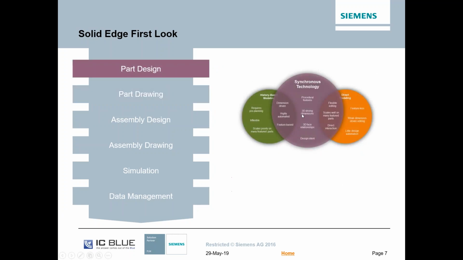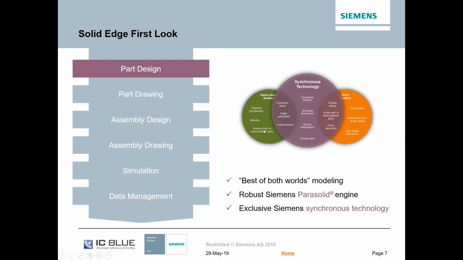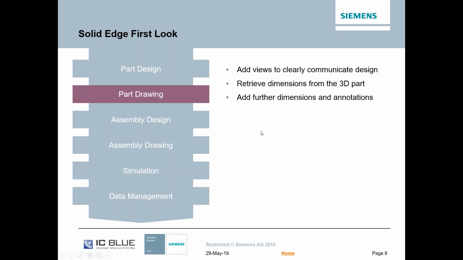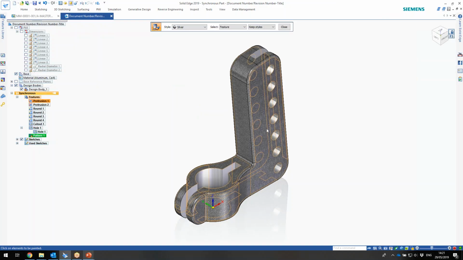So we've been able to show you some of these features talked about here: 3D dimension driven, 3D face relationships, design intent, procedural features. And the next thing to talk about is part drawing. So part drawing allows you to communicate your design to your subcontractors or manufacturers. One of the things that Solid Edge has is the drawing tool built in. That allows you to retrieve dimensions from your 3D part and add further dimensions and annotations for manufacturing later on as well. So we'll jump back to Solid Edge.